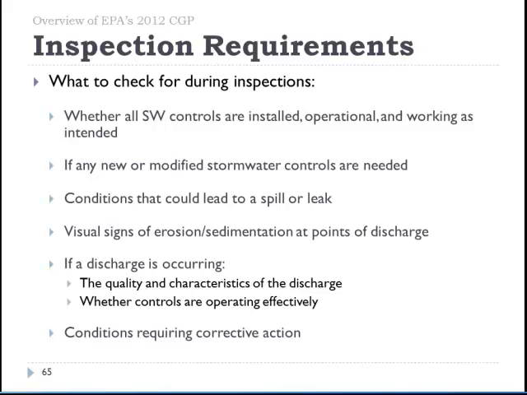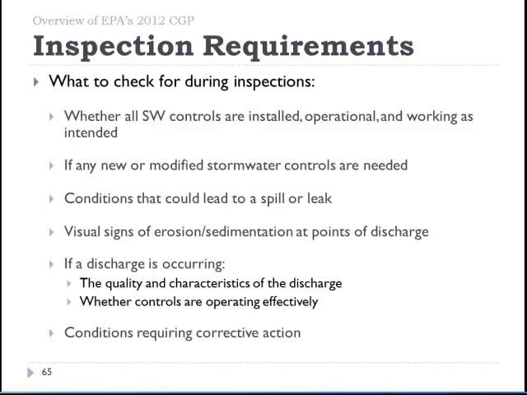During your inspection, you'll want to check for several different things. When you're checking your stormwater controls, you want to make sure that they're properly installed, are operating, and are working as they're intended to work. You'll want to check to see if you'll need to install a new or modified control. You'll want to check to make sure that there aren't any conditions that could lead to a spill or a leak. And at all points of discharge, you'll want to be looking for any visual signs of erosion or sedimentation that could be attributed to your discharge.